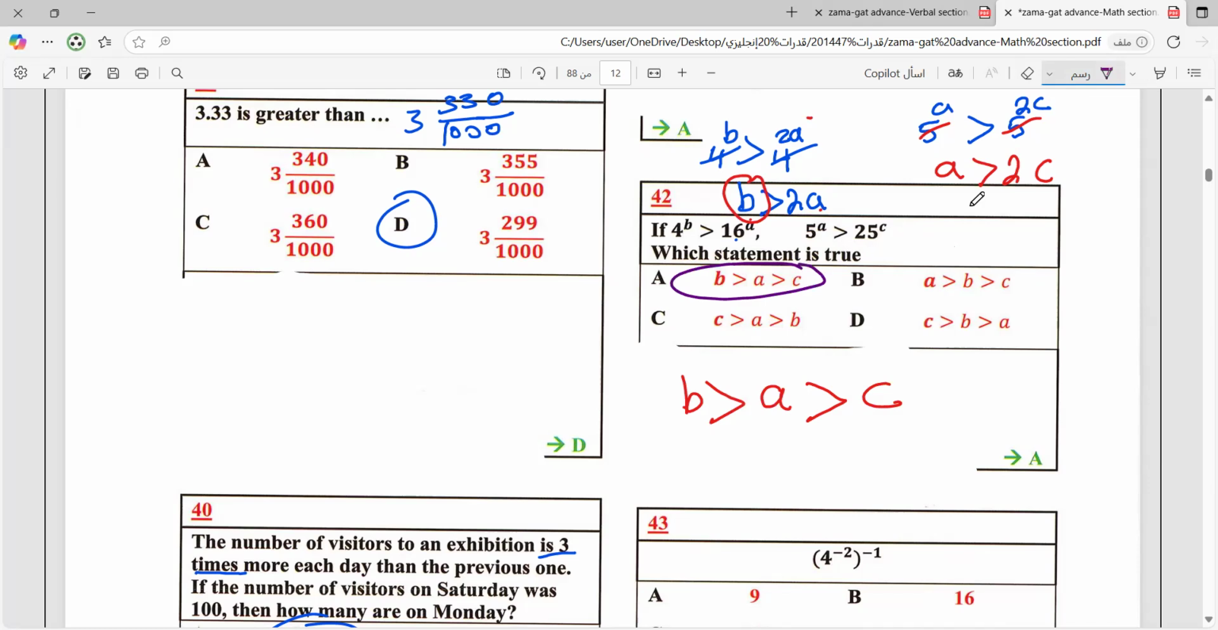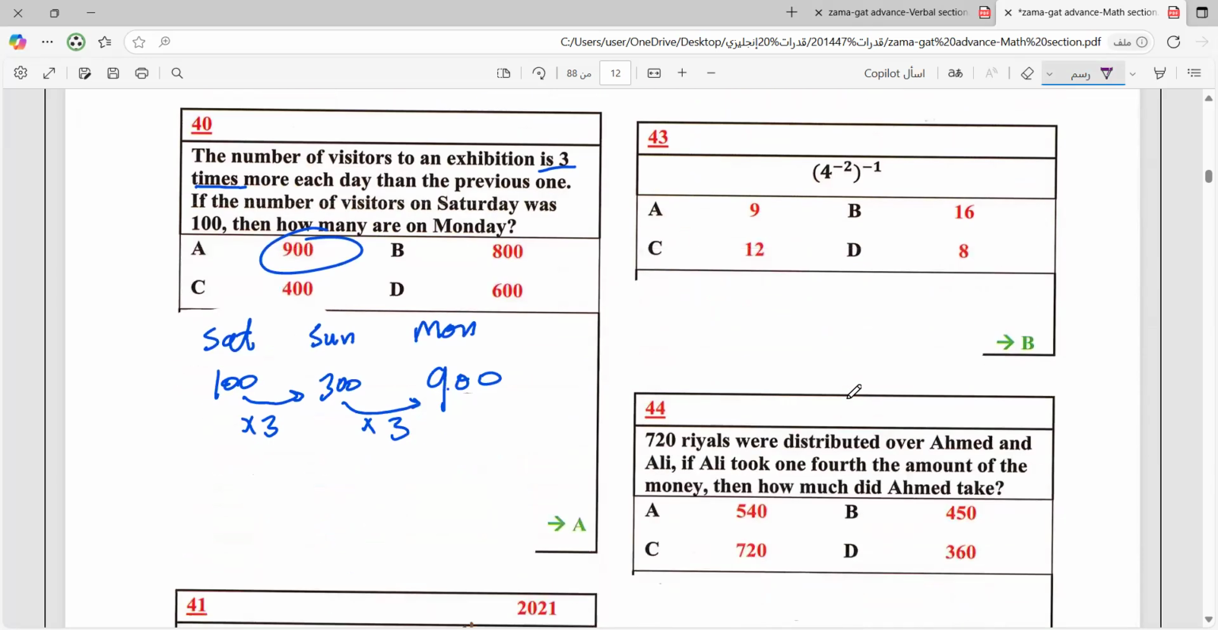Clear? Online students, clear? So we need them to have the same base, because with the same base we can cancel out. 16 is 4 to the power 2, and here we put 5 to the power a, and 25 will be 5 to the power 2, to cancel, right? Okay, right.